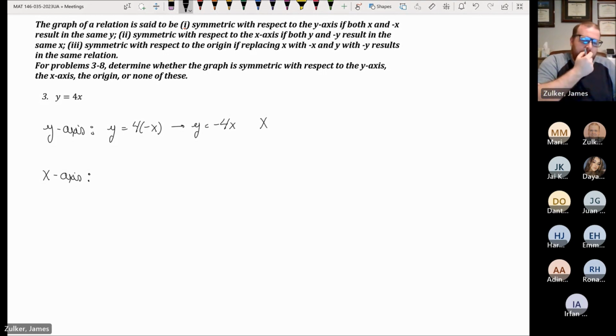X-axis. Replace y with negative y. Determine if you get the same relation. Y equals 4x versus negative y equals 4x. They are not the same, right? They're not equivalent. So we do not have symmetry with respect to the x-axis.